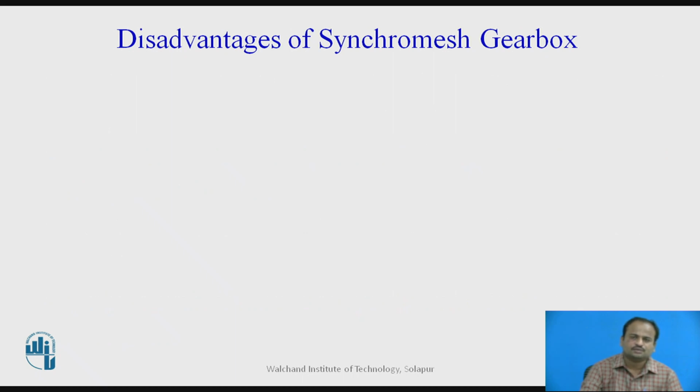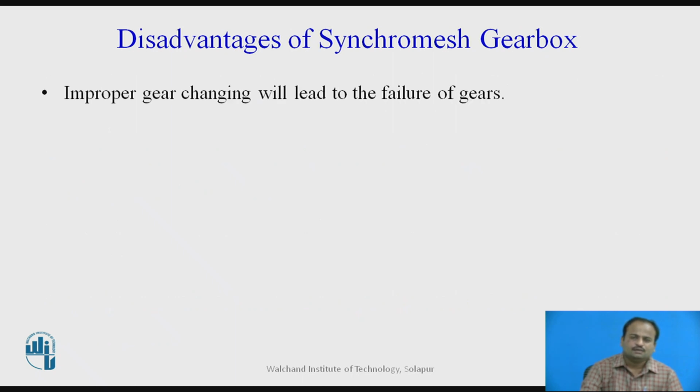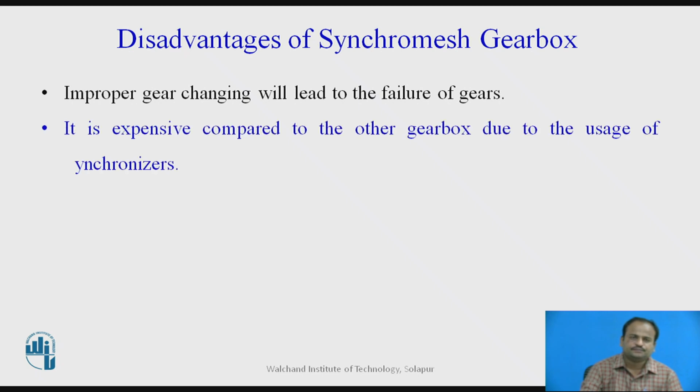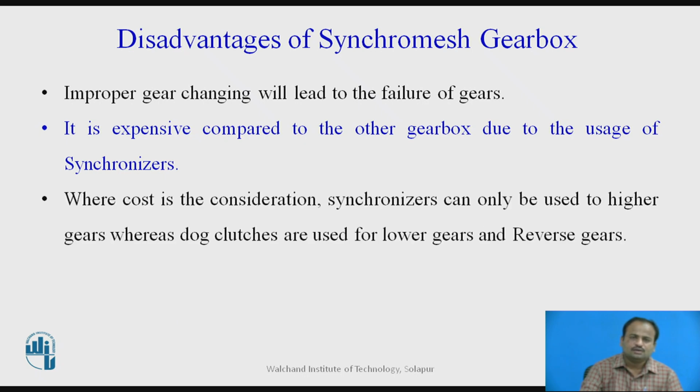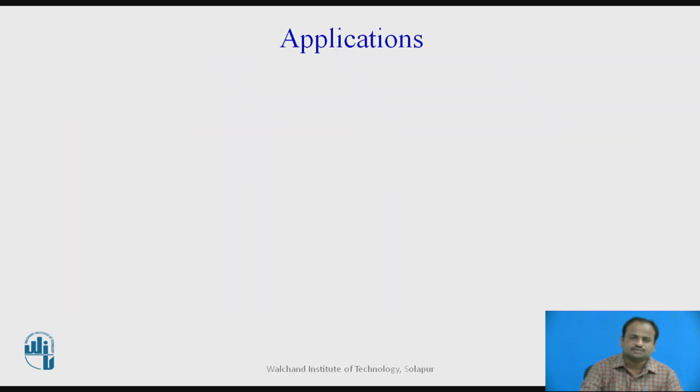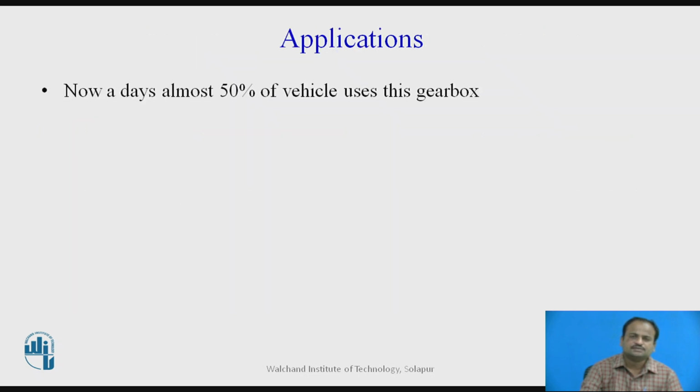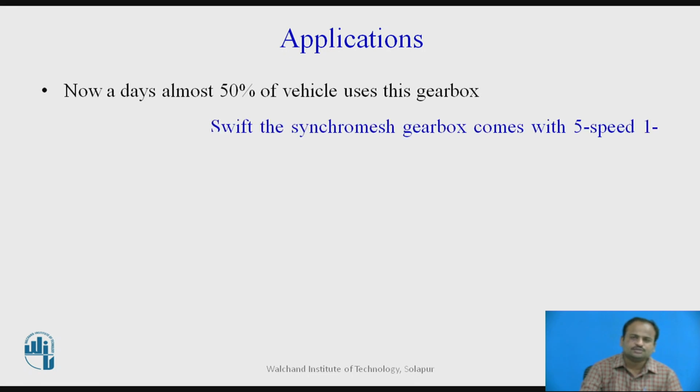Disadvantages of synchromesh gearbox. Improper gear changing will lead to the failure of gears. It is expensive compared to the other gearboxes due to usage of synchronizers. Where cost is a consideration, synchronizers can be used only for higher gears, while dog clutches are used for lower gears and reverse gears. Applications. Nowadays, almost 50% of vehicles use the synchromesh gearbox.